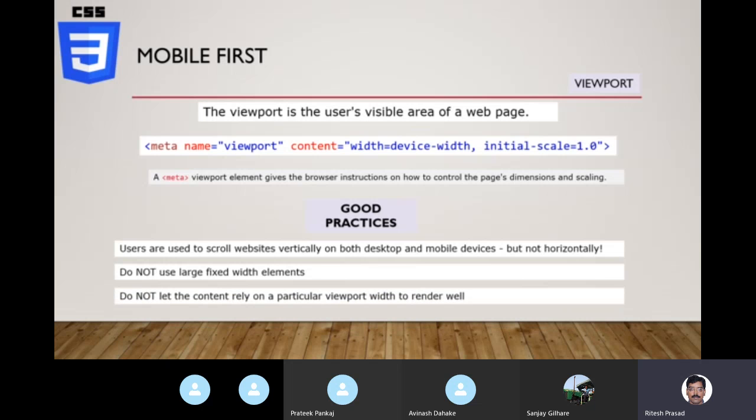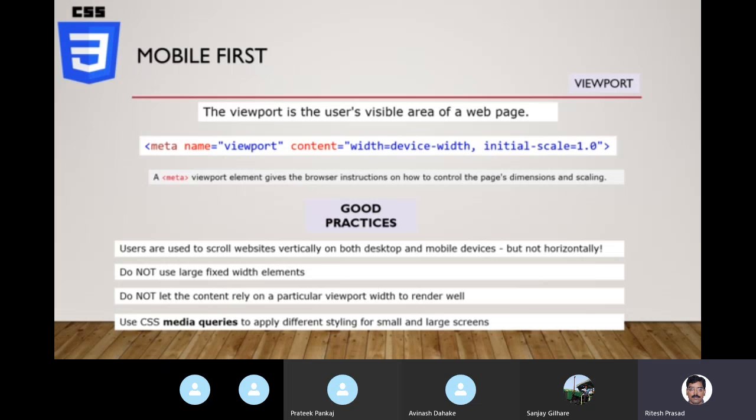Second rule, do not let the content rely on a particular viewport width to render well. So if you are assuming that you will have this much width available, once again you are going to limit yourself only to that screen, and then it will not render appropriately. So you will have to be careful about testing your page on different viewports and see how your width is adjusting. So related to the previous one, but it is again warning you to not assume any viewport width when you are designing your page.